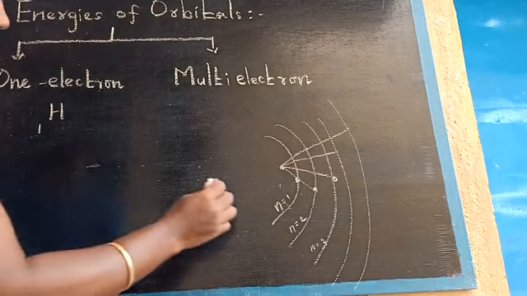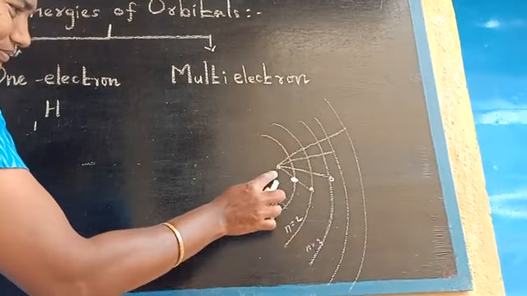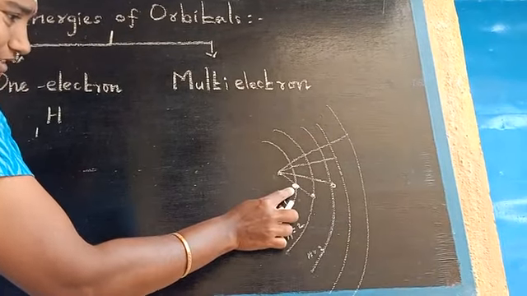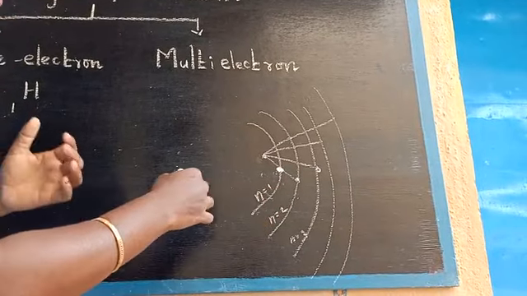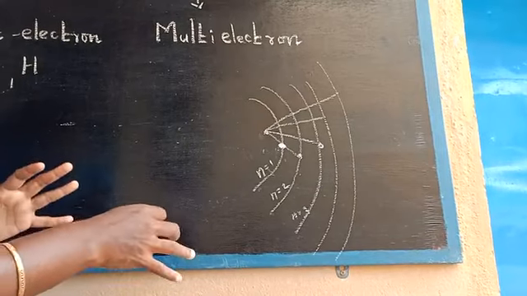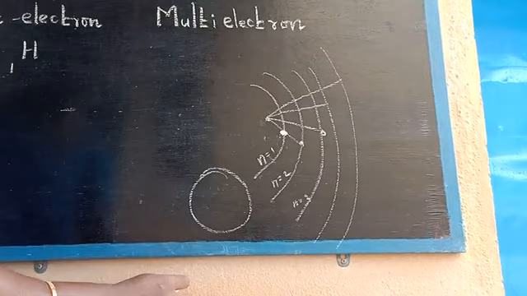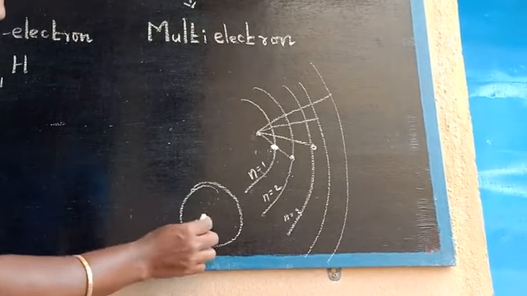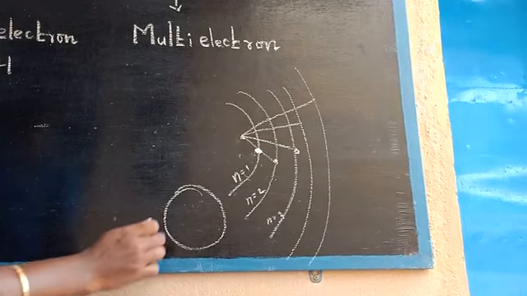Okay, so one electron means now this is the first shell, n is equal to 1. Here the electron is present. The electron revolves around the nucleus in a spherical path. The s orbital is spherical in shape, so the electron moves in a spherical path. Even in the 360 degrees the electron is present.